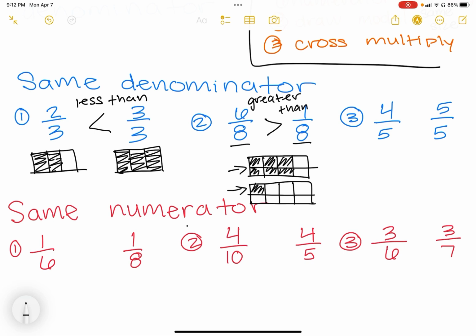Now let's look at number 3. I've got 4/5 and 5/5. So I have the same denominator, so I'm going to think about the size of my pieces. If the denominator is 5 for both of them, the pieces are the same size. So what would be more, having 4 of those pieces or 5 of those pieces? Hopefully you said 5, so my sign would go this way. So we would read this as 4/5 is less than 5/5.